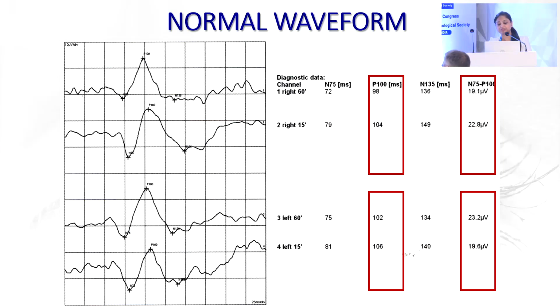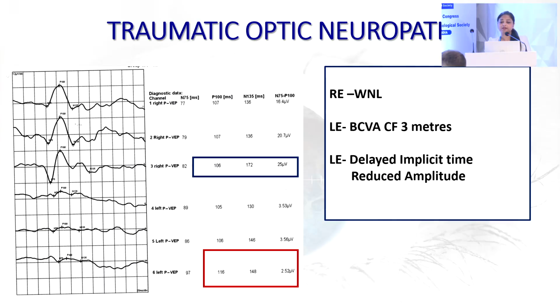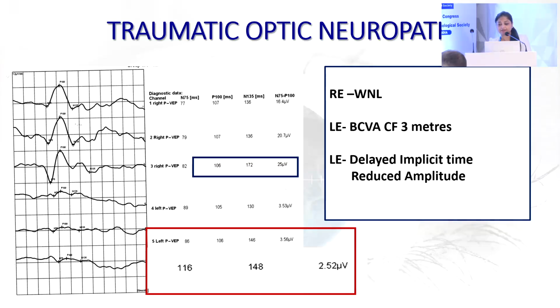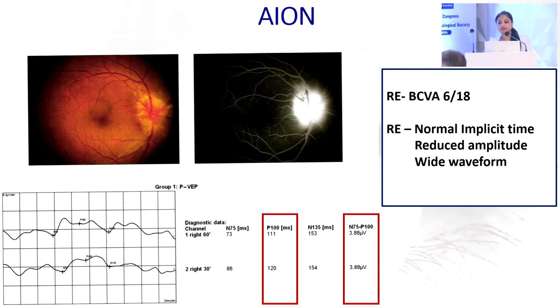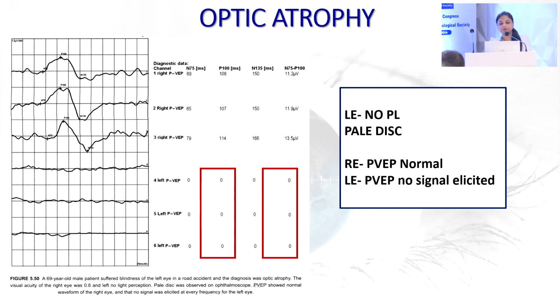Now let's come to some examples. This is a normal waveform. In traumatic optic neuropathy, there is a delayed implicit time and reduced amplitude in the left eye, whereas the right eye shows a normal waveform. In AION, the implicit time is nearly normal. There is reduced amplitude and a wide waveform. In optic atrophy, there is no signal recorded in the affected eye. The other eye shows a normal waveform.